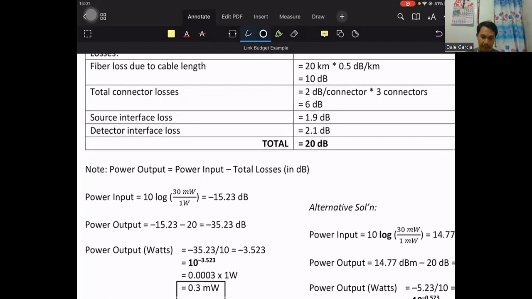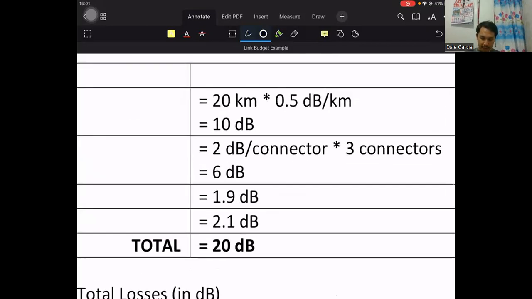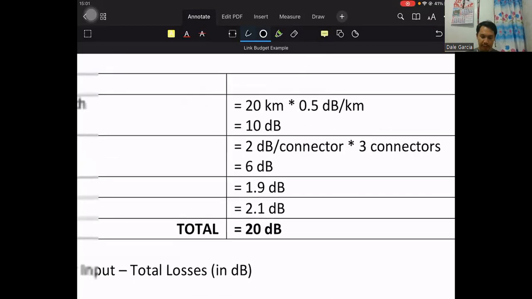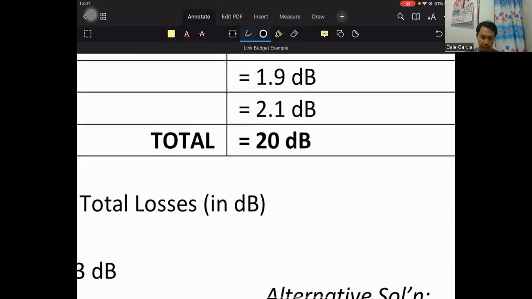The fiber loss due to length is 0.5 dB per kilometer, and we have 20 kilometers, so 0.5 times 20, so 10 dB of attenuation. This is the attenuation due to length. So 20 kilometers times 0.5 dB per kilometer is 10 dB. So the total loss is 20 dB.